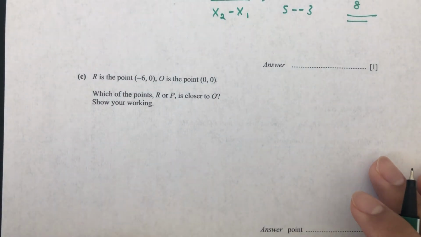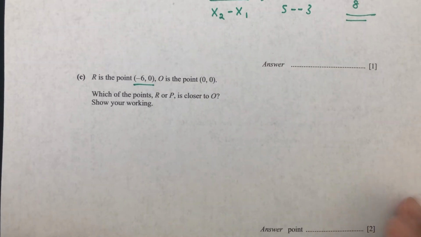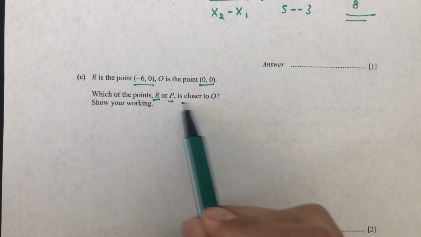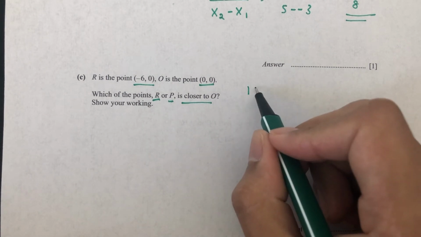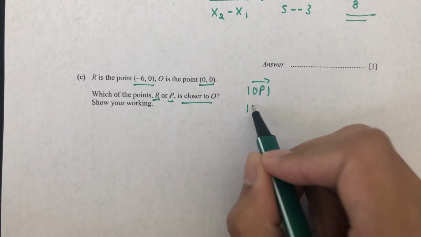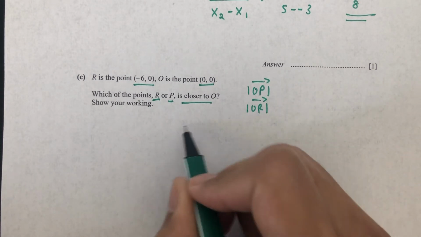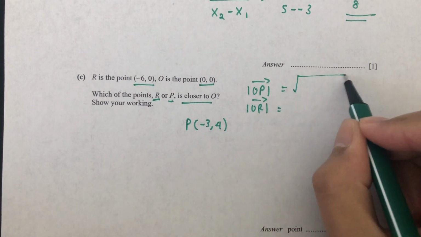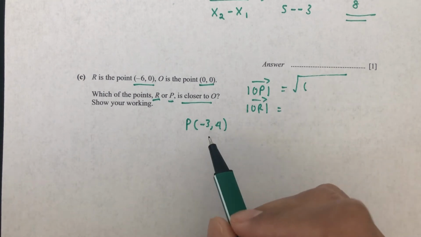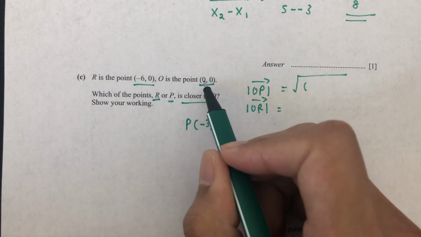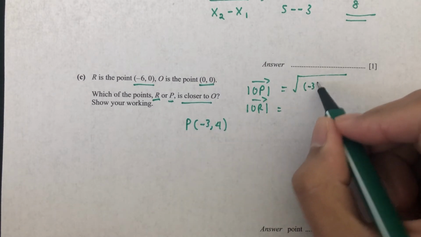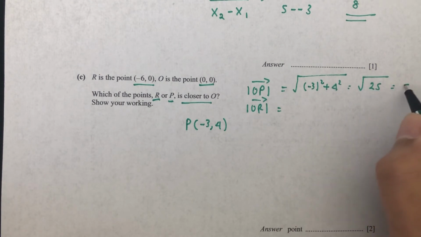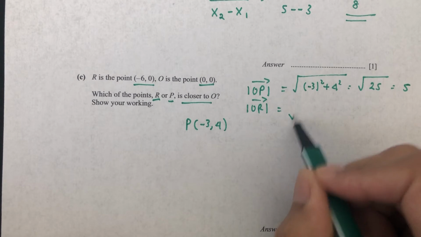So now question number C. R is the point 0,6, O is the point 0,0. Which point, R or P, is closer to O? So we have to find the distance of OP and OR. P is the point -3, 4. For distance, we use the formula: square root of x2 minus x1, which is -3 squared, plus 4 minus 0, which is 4 squared, which is equal to 25, and the length of OP is 5. So same thing for OR.